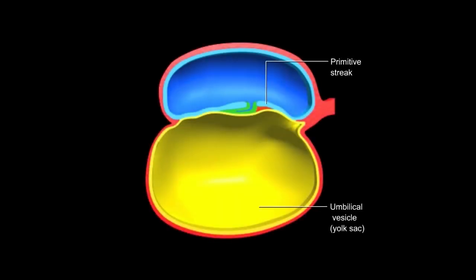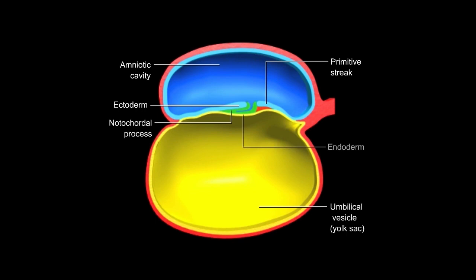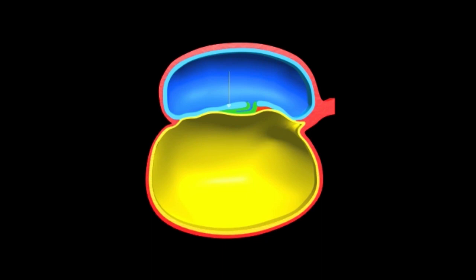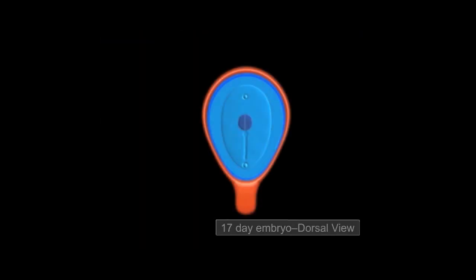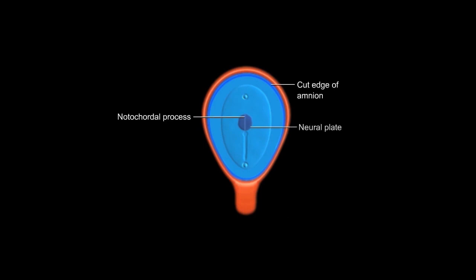Nervous system, early development. This sagittal section of the embryo at the beginning of the 3rd week shows the primitive streak, ectoderm, endoderm, and notochordal process. The arrow indicates the ectoderm on the dorsal surface of the embryo. The notochordal process will be transformed into the notochord, which separates from the endoderm.